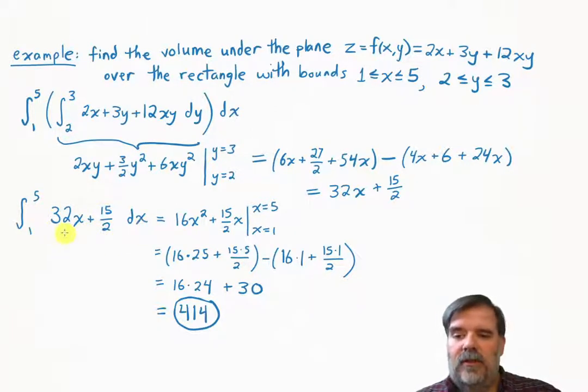Well, let's use that power rule once again. The antiderivative is 16x squared plus 15 over 2 times x. We need to evaluate that between x equals 5 and x equals 1. So plug in the 5, subtract, plug in the 1, and then when you simplify that, you get 414. That's all there is to it.